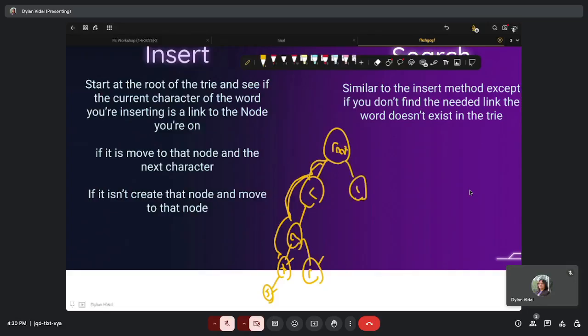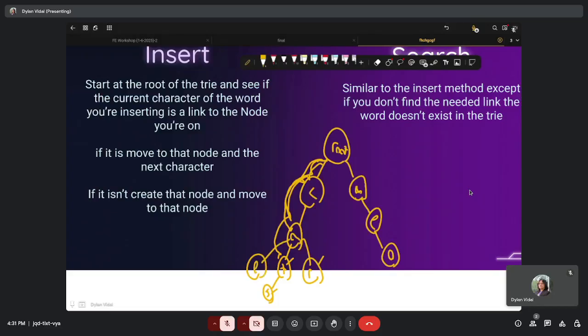Okay. So L, E, and then O. And then one more word, preferably starting with an L or a C. Caps. C-A-P, yeah. So we go to C-A, and then we make a node P. Okay, so that's insertion. That's how insertion works here.